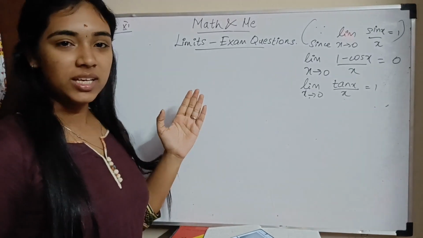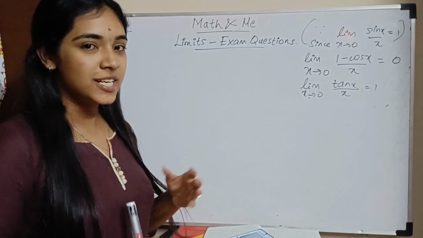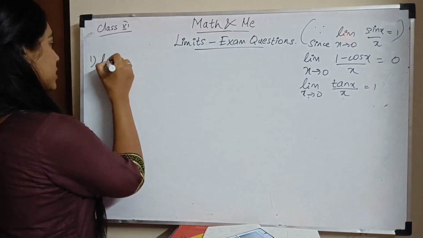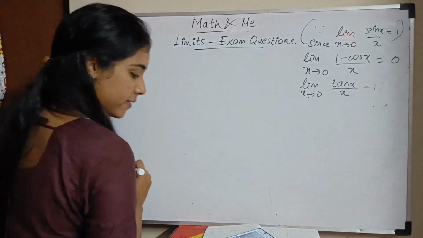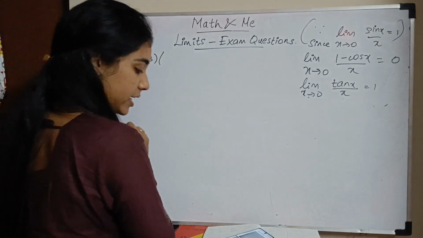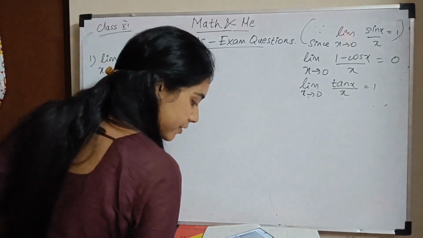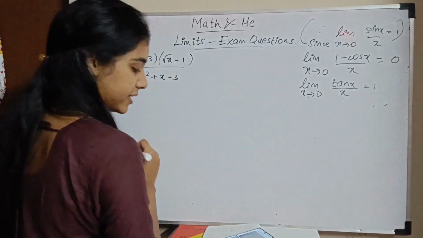இன்னைக்கு நம்ம பார்க்க போகிறது limits, அதோட exam questions. So, some extra questions from outside the book. So, பார்க்கலாம். Okay? So, question number 1. Limit x tends to 1, 2x minus 3 times root x minus 1 divided by 2x square plus x minus 3.